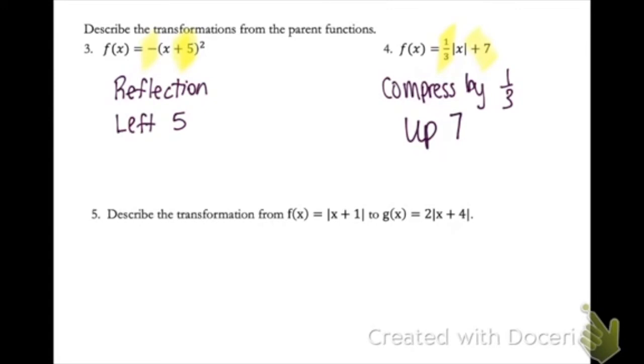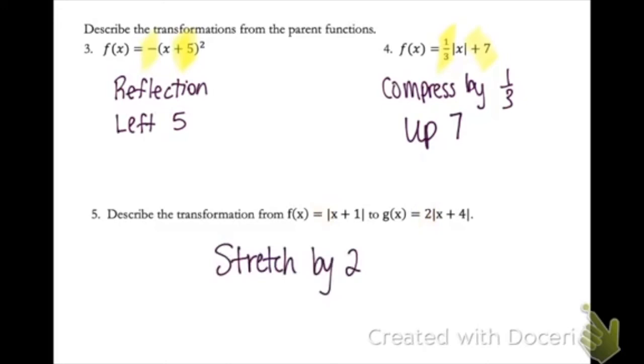Problem 5. Describe the transformation from function f to function g. So now we're not doing a transformation from the parent, but we're doing it from one function to another. So let's look at these two equations and see what's different. The first thing I notice is our a value. Function f didn't have a number for a. It didn't have a stretch or compress, but now we have a 2. So that means that one of the transformations that happened was a stretch of 2. It's a stretch because 2 is bigger than 1.